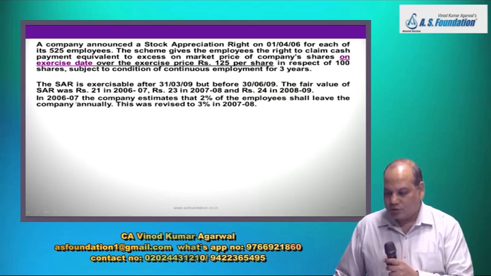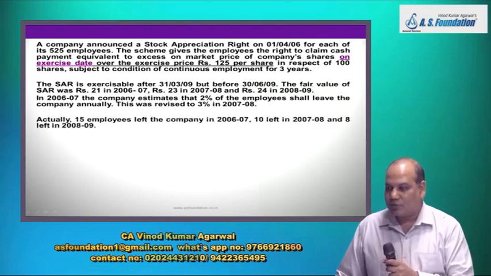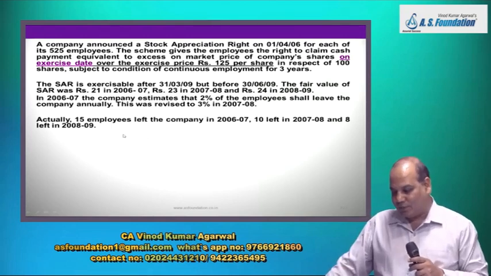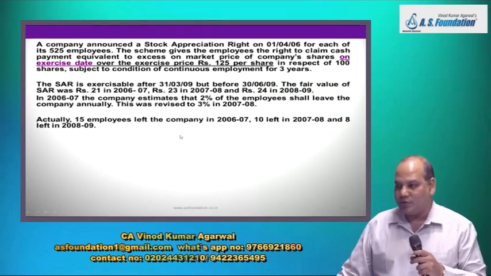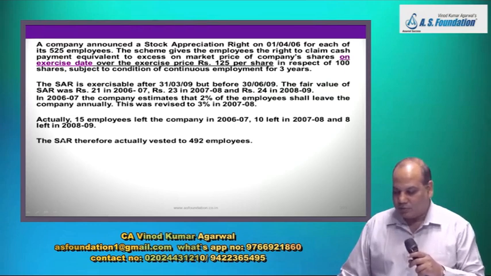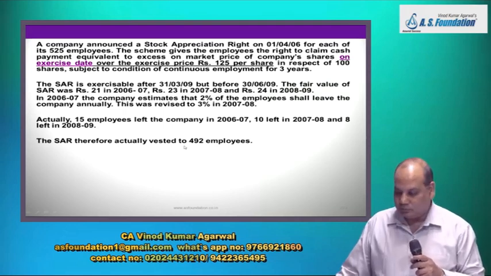In 2006-7, the company estimates that 2% of the employees shall leave the company annually. This was revised to 3% in 2007-8. Actually, 15 employees left the company in 2006-7, 10 left in 2007-8, and 8 left in 2008-9. The stock appreciation right therefore actually vested to 492 employees.